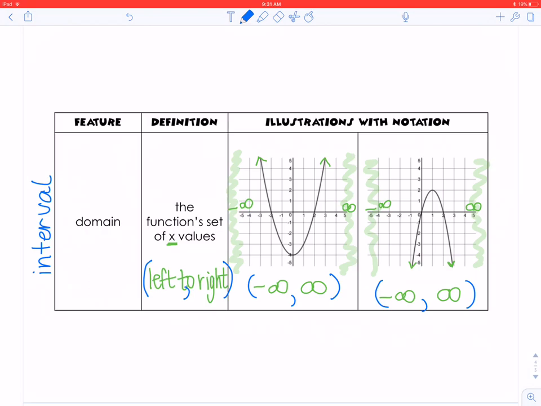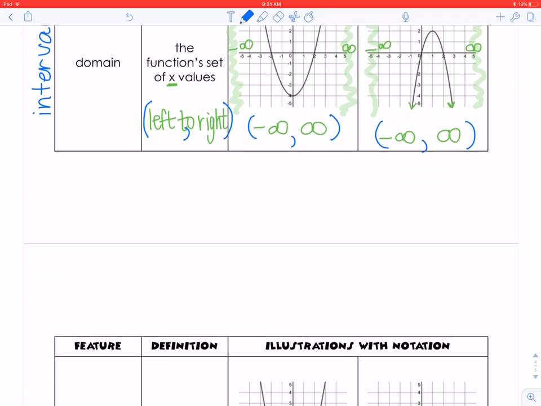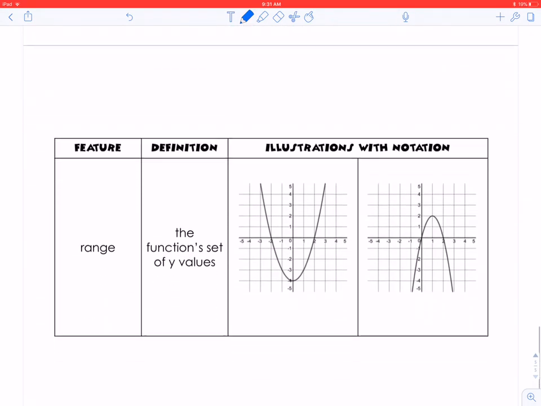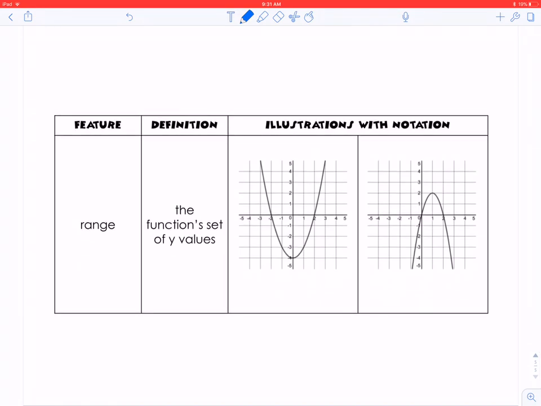Okay, let's try range. Range is all of your y values. So we're talking high and low, right? We want to know how low does our graph go and how high does our graph go. So from low to high, that's what we're looking at.